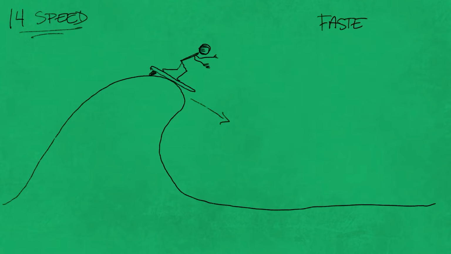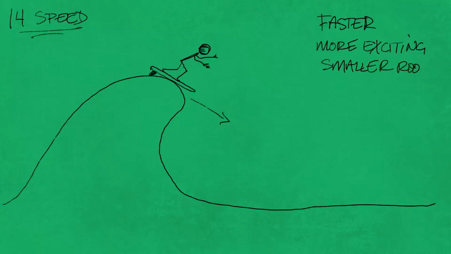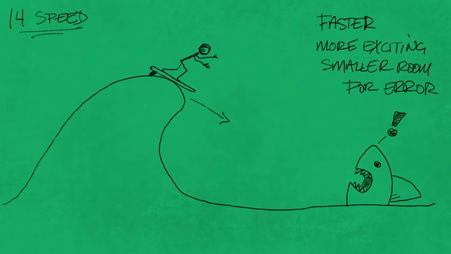So by the time you reach a 14-speed disc, it's like you're on a very slick, tiny board. You can zoom down and across waves, but trouble is always lurking. So you're trading safety and consistency for speed and distance.